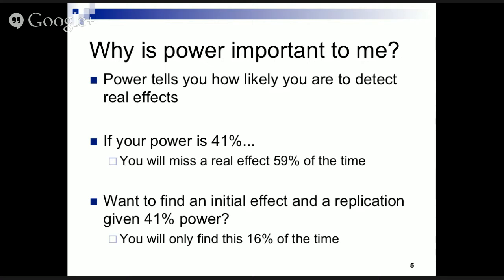And so the problem with running low-powered studies is that, in the long run, you end up sinking a lot of resources into studies that aren't going to show significance, not because that effect isn't really out there. The effect many times may actually be out there. You're just not finding a significant effect because your power is too low. And so you're not actually getting much useful information out of the studies.